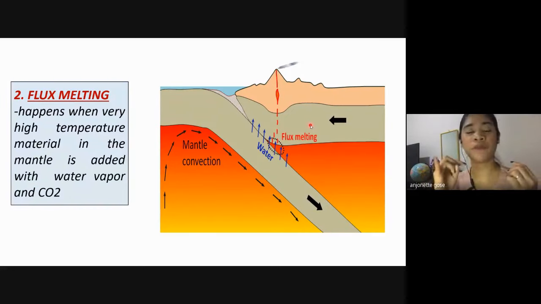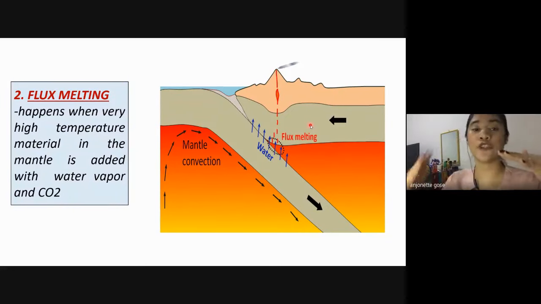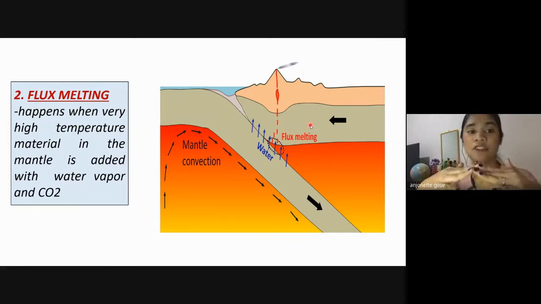Dito magpo-form ang magma kapag continental to oceanic crust. Hindi ha, nang nag-converge. Pwede rin ang oceanic crust to oceanic crust. So magpo-form ng magma. Pero kapag continental to continental, hindi ito magpo-form. So sa case na 'to, sa diagram ito, ang nag-converge ay continental and oceanic crust.